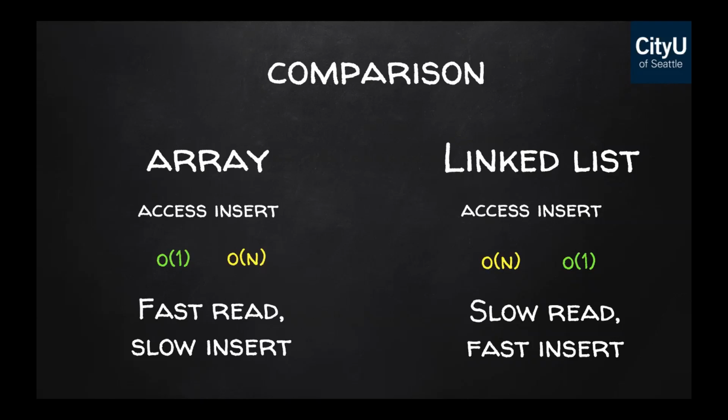Okay, so let's say you're building an app to keep track of your finances. So every day, you write everything you spent money on. At the end of the month, you review your expenses and sum up how much you spent. You have a lot of inserts and a few reads. Should you use an array or a linked list?